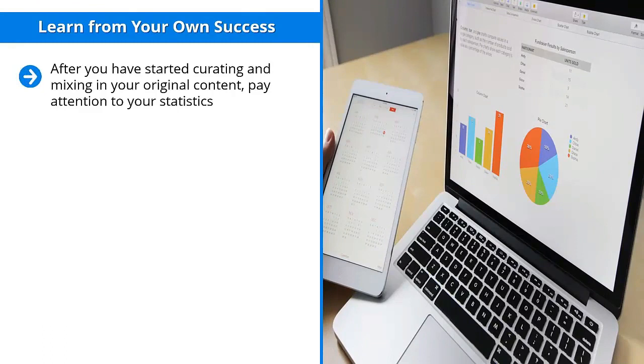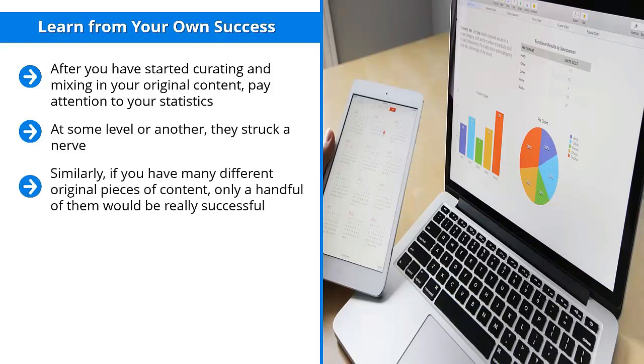After you have started curating and mixing in your original content, pay attention to your statistics. They should tell you which of your content gets the most love. If you notice that a handful of your curated third-party content gets a lot of retweets, shares on Facebook, or any other indication of social media engagement, pay close attention to those pieces of content. At some level or another, they struck a nerve. They caught your audience members' attention in a very positive way. Find these successful curated pieces of content and create original versions of them.